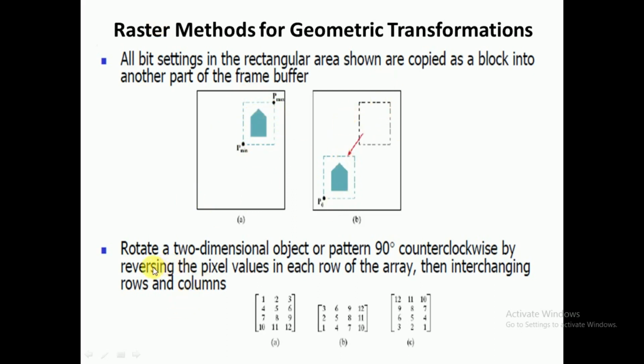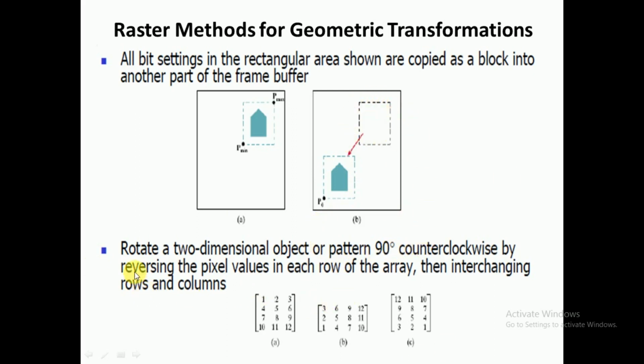Again, rotation also can be done by geometric transformations. For example, rotate a two-dimensional object or pattern 90 degrees counterclockwise. You want to rotate 90 degrees counterclockwise, in this direction. How to do this? Again, don't go for matrix multiplication and all those things. Directly, whatever image you have in the frame buffer, apply it directly there.